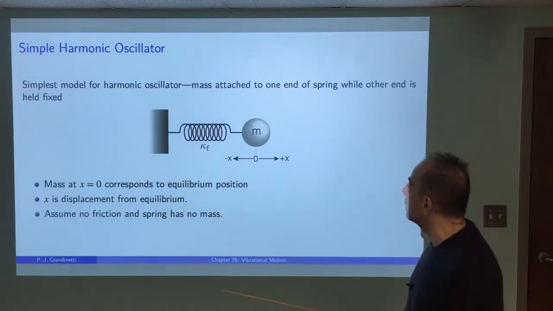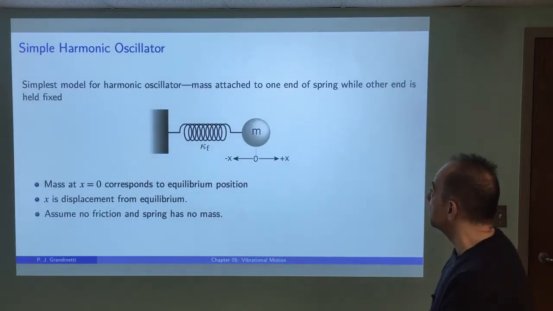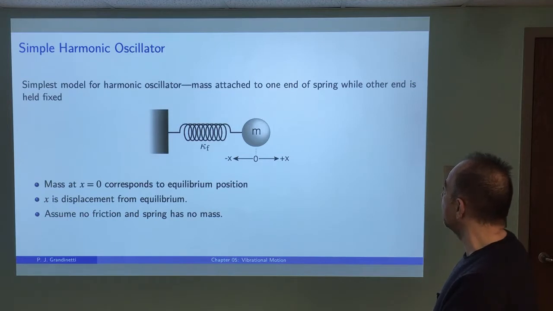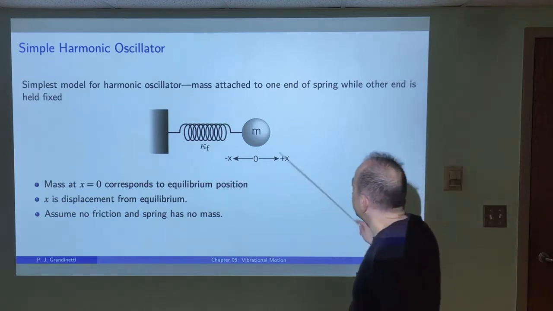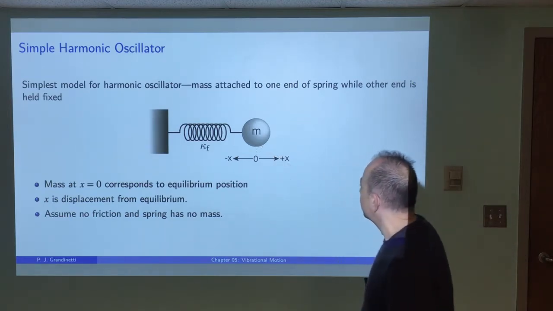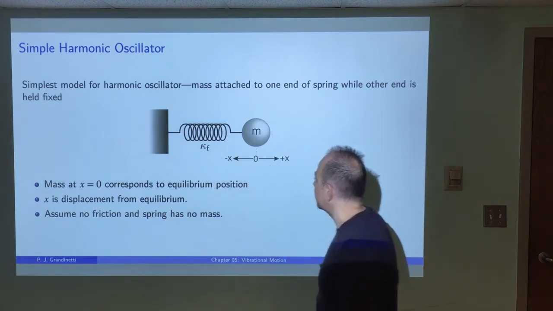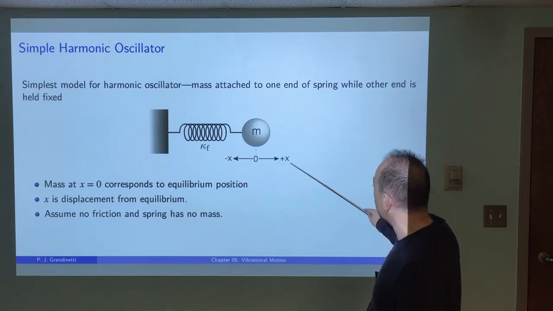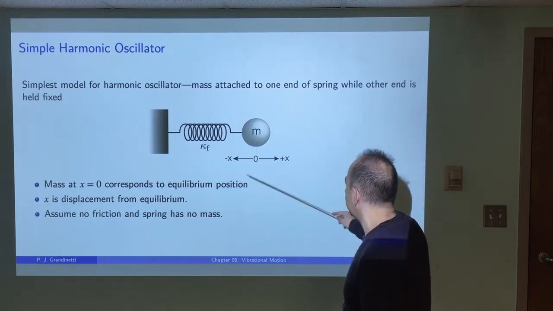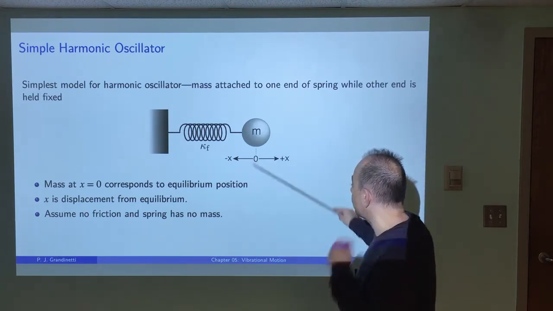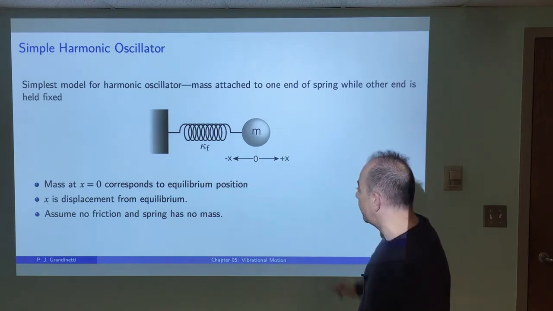So let's start with the simple harmonic oscillator, which is probably the simplest case you can imagine mathematically. The idea then is we're going to have a mass of m here that's going to be attached to a spring that's going to be fixed on the other side. We're going to define a coordinate system, x here, that has a value of x equals 0 when the mass is in its equilibrium position.